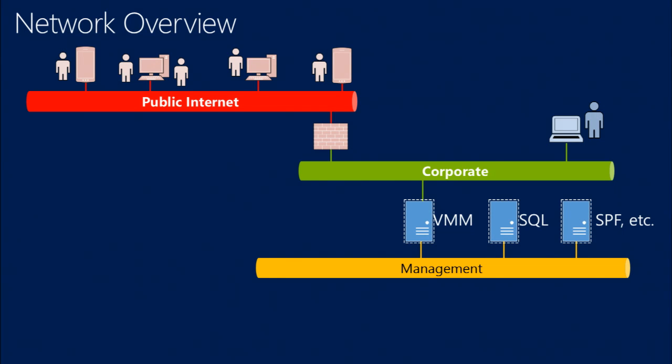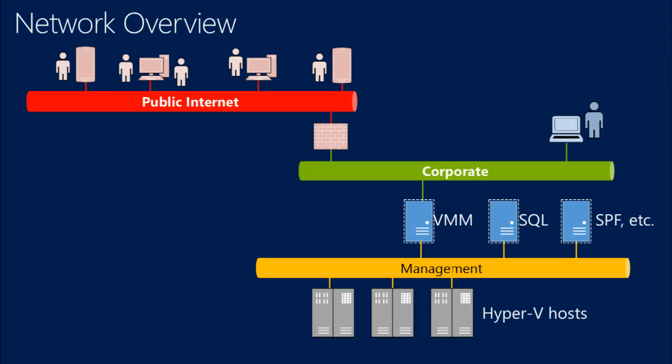The other reason why you keep corp and your management network separate is because then you can define what your management address space looks like that's independent of your corporate address space, if you're running out of address spaces for your corporate network, for example. Your Hyper-V hosts, of course, need to be accessible from VMM, so you need to be able to connect to those, generally through this management network.